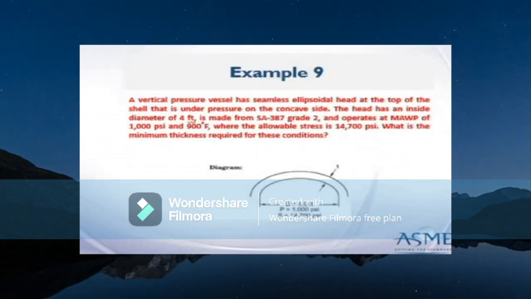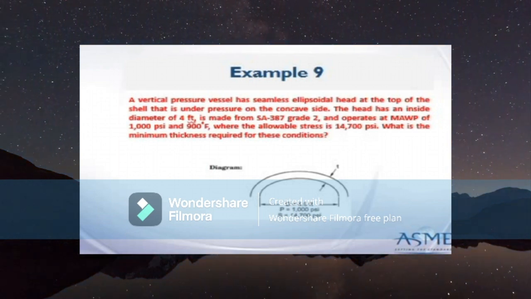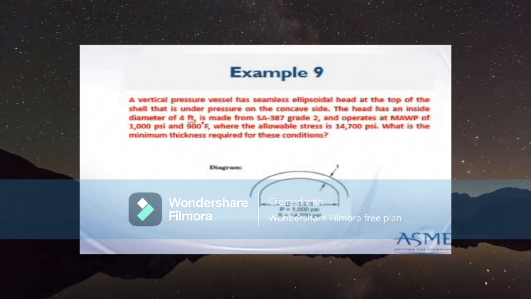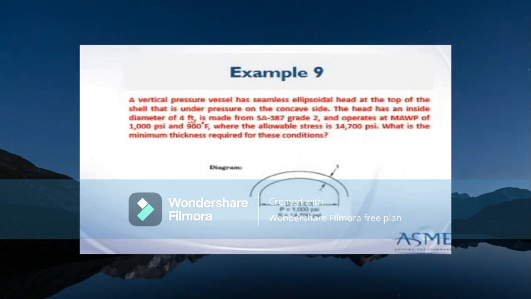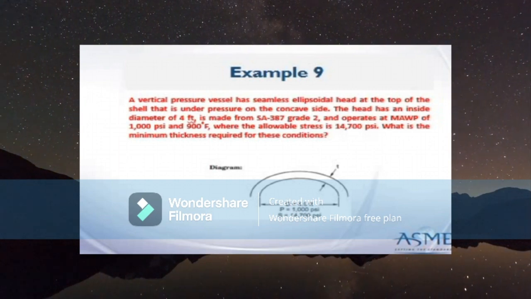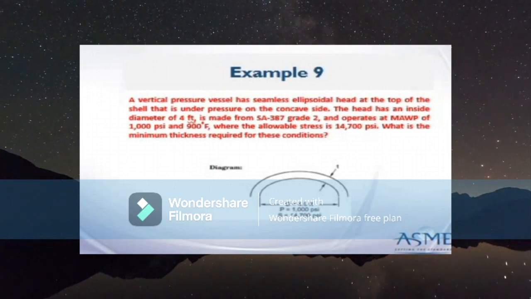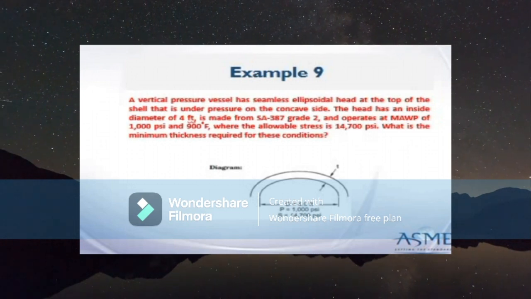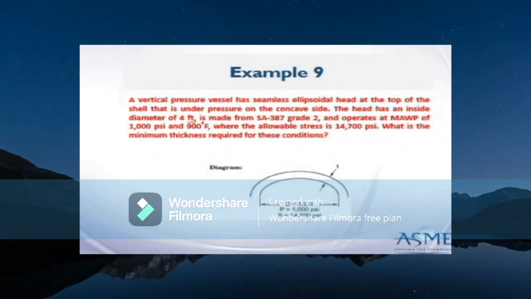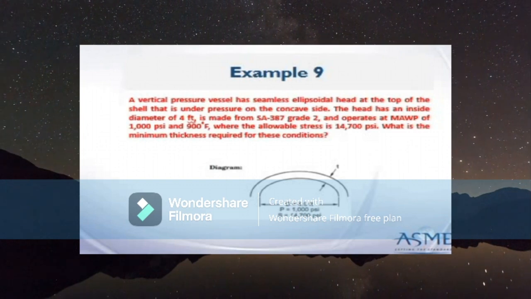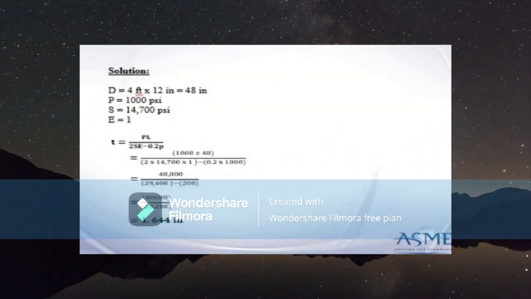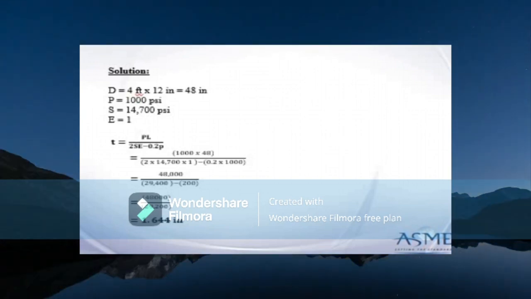Example 9. A vertical pressure vessel has a seamless ellipsoidal head at the top of the shell that is under pressure on the concave side. The head has an inside diameter of 4 feet, is made from SA-387 Grade 2, and operates at MAWP of 1000 psi and 900 F, where the allowable stress is 14,700 psi. What is the minimum thickness required for these conditions? The minimum thickness required is 1.644 in.